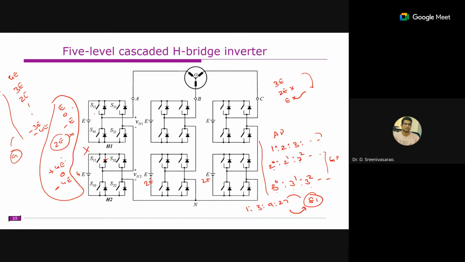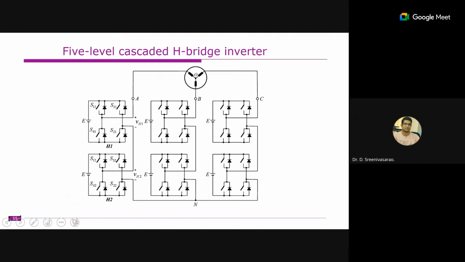Understood. But the point is that if it is a 27, let us assume this is 27E, that means all the switches are supposed to withstand 27E voltage. So that is the drawback. The thing is that we can increase the number of levels in the inverter by using this kind of thing.